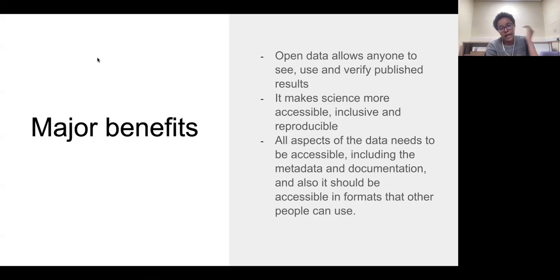So by making data available to everyone, it means people who would not have been able to get access to this data now do have access, and they're able to open up their minds and answer questions that initially they could not, because that data was not accessible to them. It also makes science more inclusive.